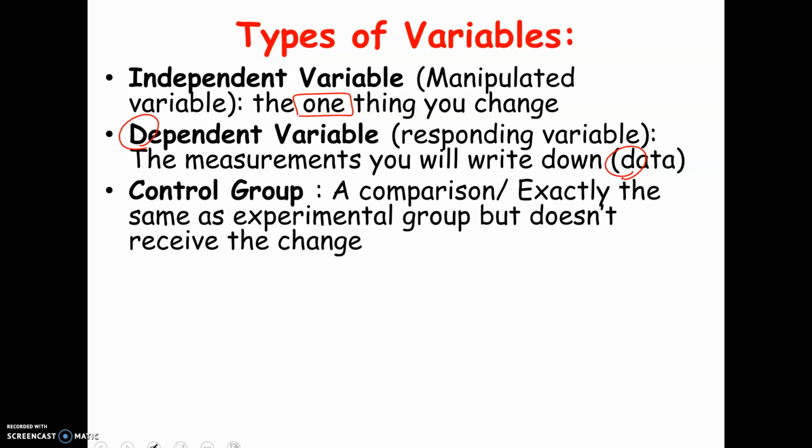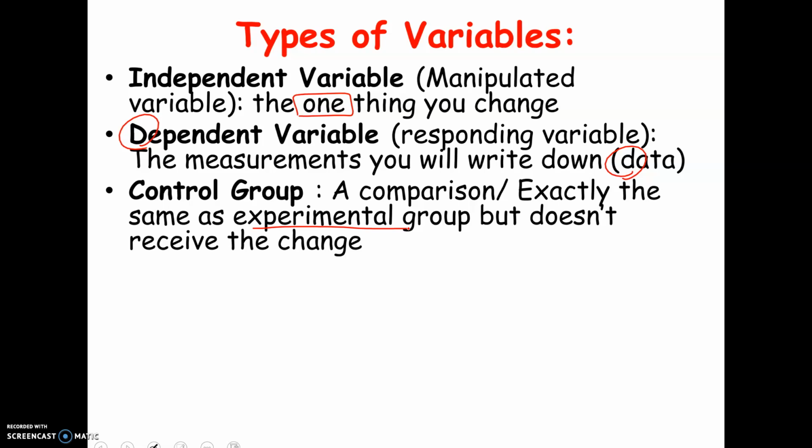Control group. A control group is something we use for comparison. Don't ever say that the control group is just a group we leave alone, because that's not exactly what it is. It is a group that's treated exactly the same as our experimental group, which is the group that's receiving our variable, but the control group does not receive the change. So if we're testing fertilizer on plants, yes, one would get fertilizer and one wouldn't. The one that doesn't get fertilizer would be our control group.